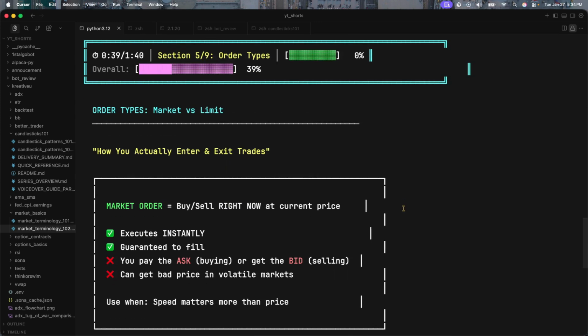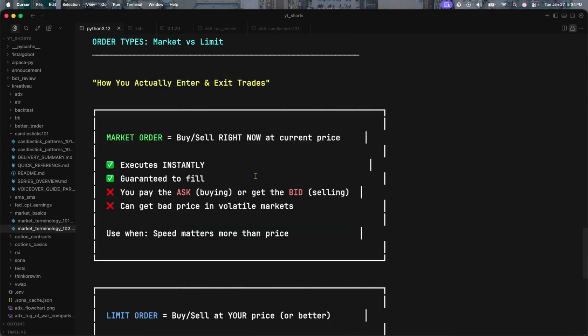Now it's going to be the order type, right? How do you actually enter and exit your trade? The market order, you're going to be buying right now. So for a market order, you're going to be sometimes overpaying, right? Overpaying or underselling when it comes to market orders. Let's go into that. So buying and selling right now at the current price. So you execute instantly, guaranteed to fill, but you pay the ask buying and you get the bid selling. You can get stuck at bad prices in volatile markets. This is used when you want to either get out of a trade and speed matters more than price, right?